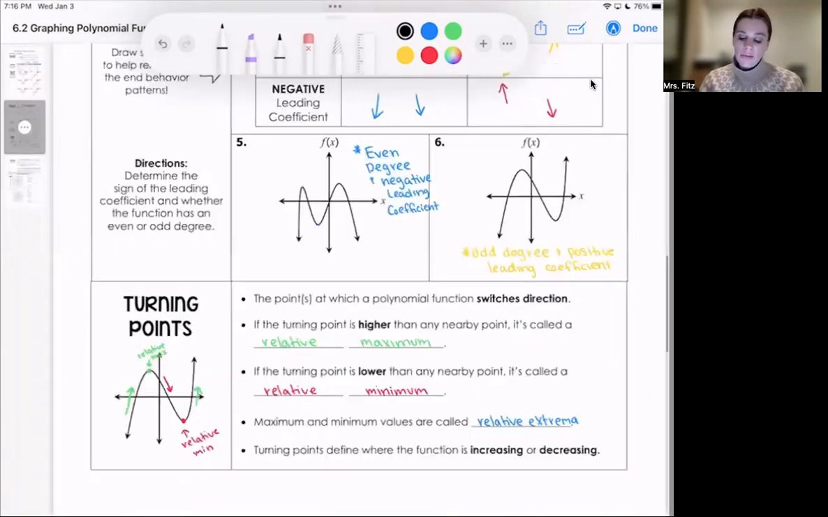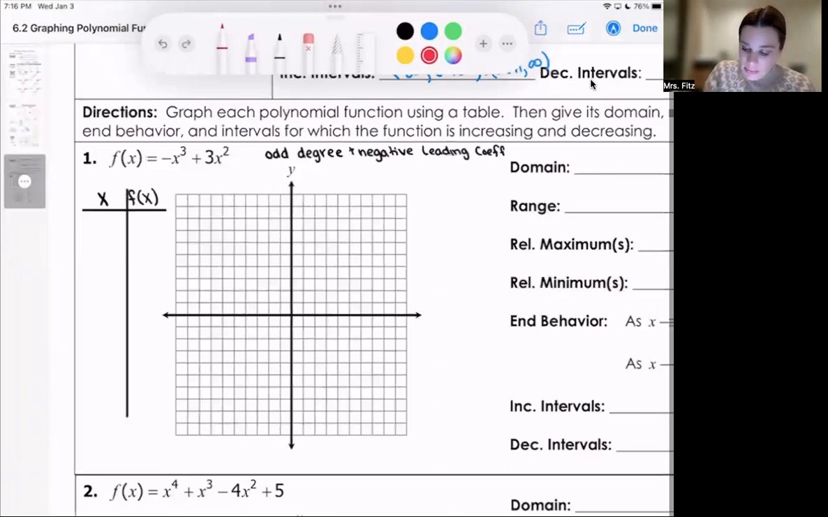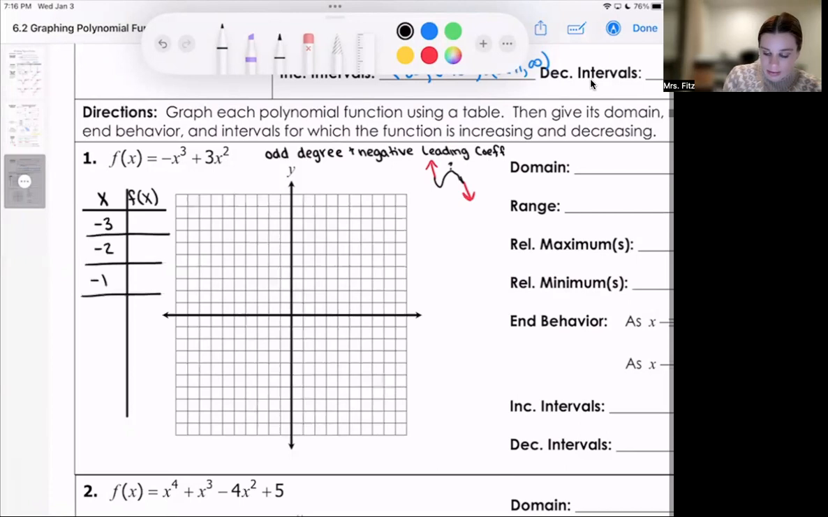So if you graph this correctly, to the right, it's going down. To the left, it's coming up. And it's going to do something in between, probably to connect. We don't really know, but that's what our table is going to help us determine. Okay, so let's go ahead and pick some values: -3, -2, -1, 0, 1, 2, and 3.